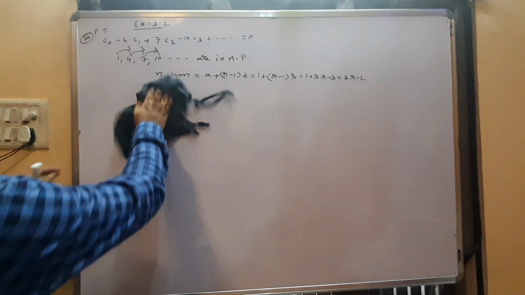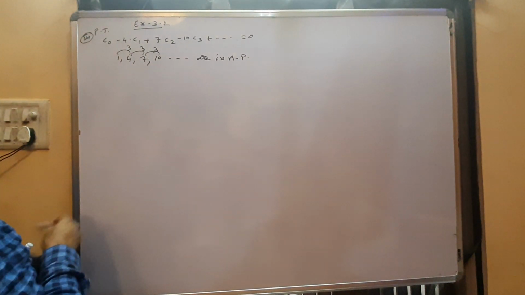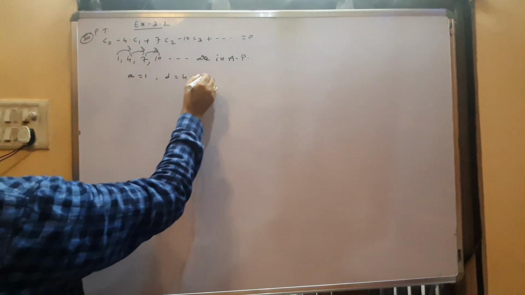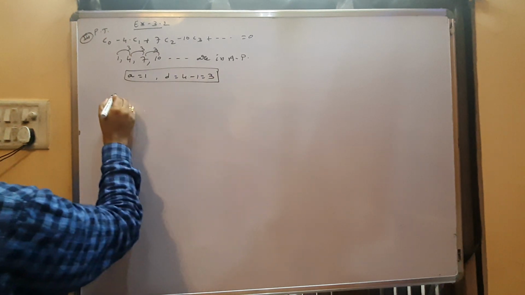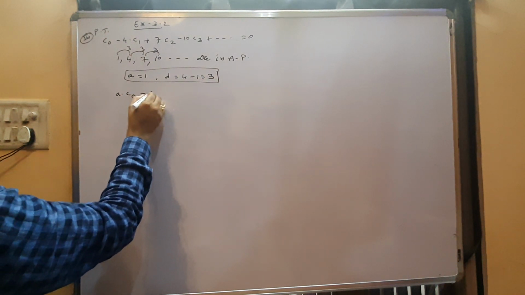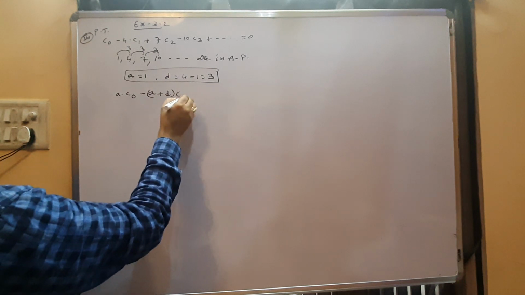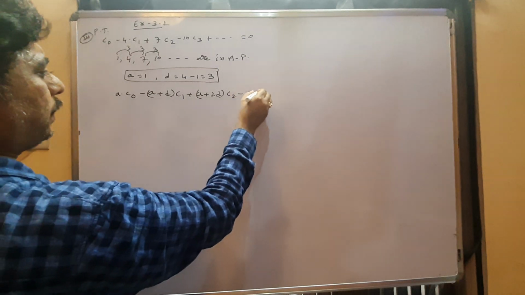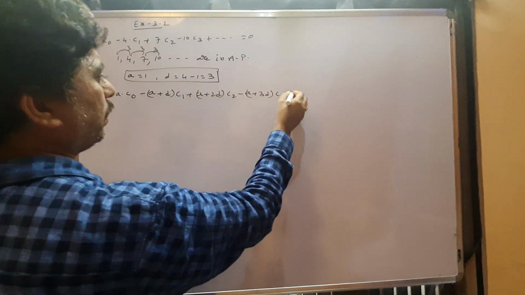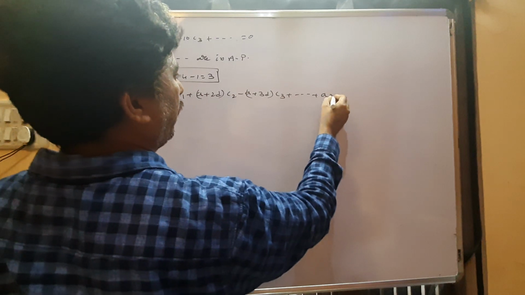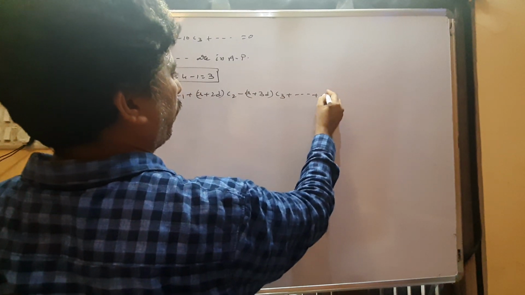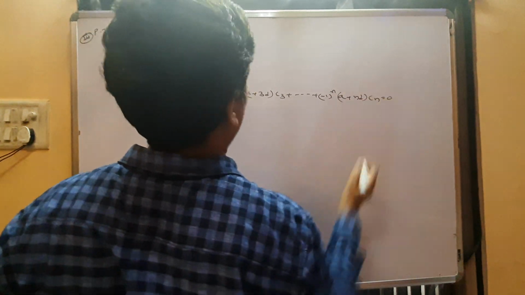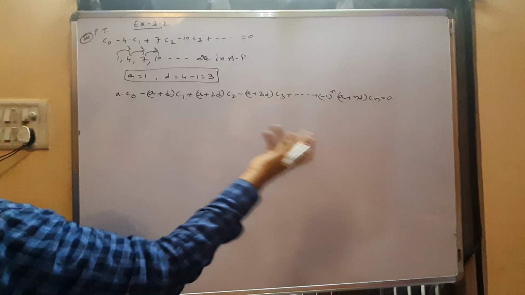This is in the form where a value is 1, d equal to 4 minus 1, 3. We had the formula: a C naught minus (a plus d) into C1 plus (a plus 2d) into C2 minus (a plus 3d) into C3 plus and so on, (a plus nd) into Cn, with minus 1 whole power n, whose value is 0. So this form can directly be put to 0, that we get the answer directly.